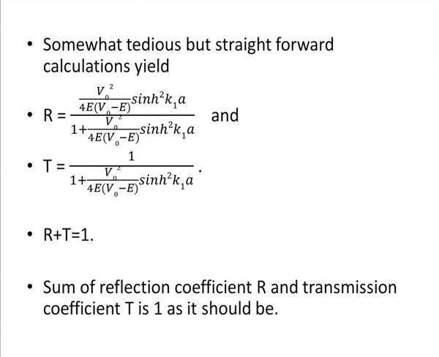Now, somewhat tedious but straightforward calculations yield these expressions for R and T. These expressions you are seeing on the slide, and they involve sinh k1 a, and k1 is the parameter I have already introduced. You see that R plus T is equal to 1, that is, the sum of the reflection coefficient and the transmission coefficient is 1, as it should be.